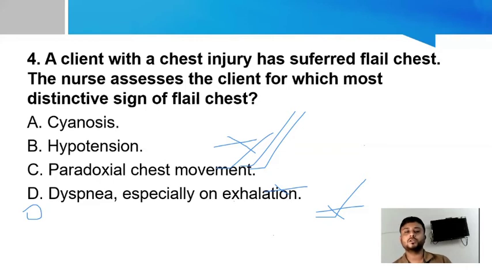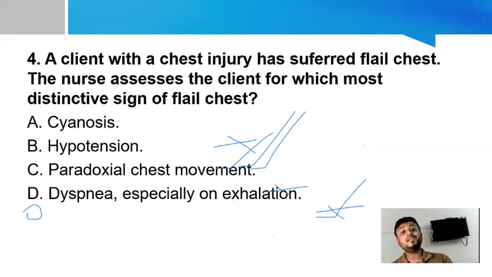The second option is hypertension. A person with hypertension may have any kind of disease, may have cardiac disease, or renal disease. So various types of disease are possible. We can eliminate hypertension because it is not a prominent or indicative sign of flail chest. If the person has hypertension, he may or may not have flail chest.